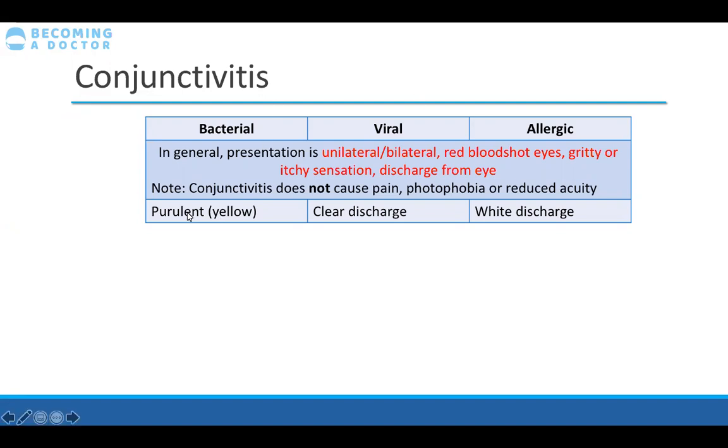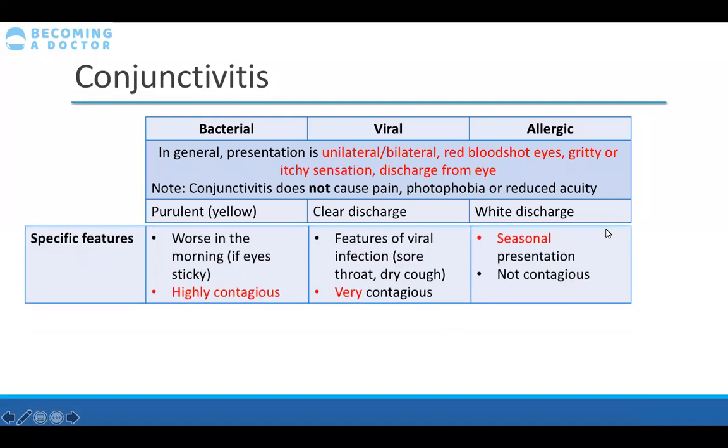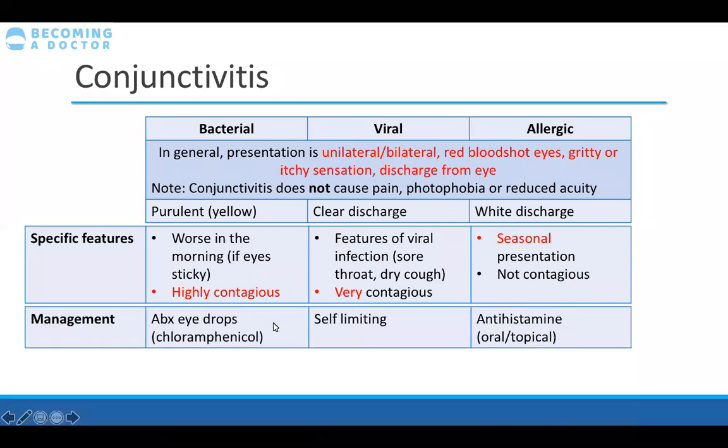In bacterial, you would see a yellow discharge. In viral, it's a clear discharge, and allergic, you see a white discharge. Specific features, so bacterial is usually worse in the morning, and your eyes can get sticky. It's highly contagious. Similarly, even viral is very contagious, and they might have features of a viral infection, so sore throat, dry cough, etc. Allergic, you have a seasonal presentation, and it's not contagious at all. Management, so bacterial, you want to give antibiotic eye drops. Chloramphenicol is an example. Fusidic acid is another one.